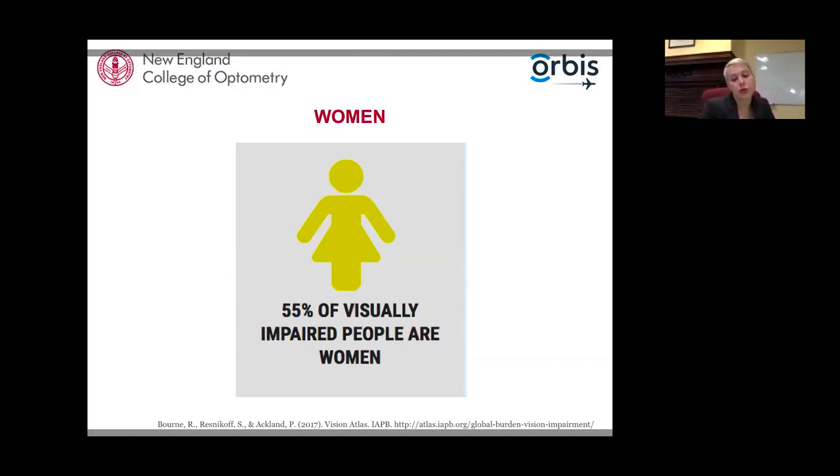So making sure that when you're out screening in communities, that you're not only seeing the people who are working, but you're also seeing the people who are in their homes and working from home.